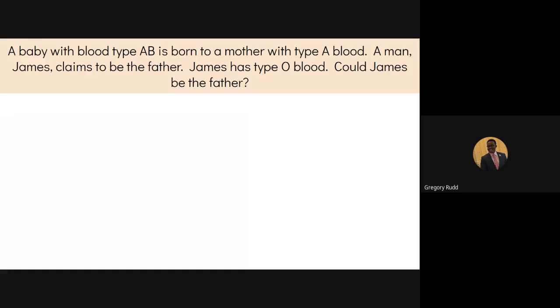Okay, so we're going to do a little bit of science and scientific investigation here to figure out if James has got some wishful thinking. He wants to be the dad, but he's not, or he wants to be the dad and he is. It'll be a good day for him. So let's figure this out.